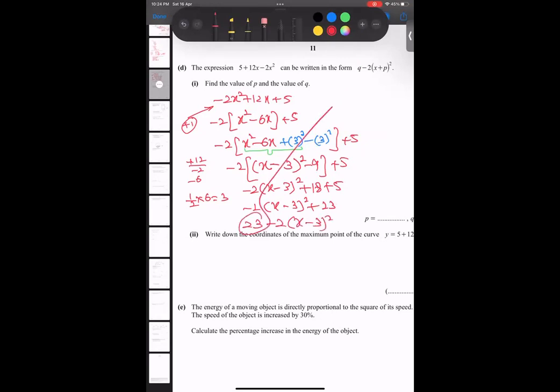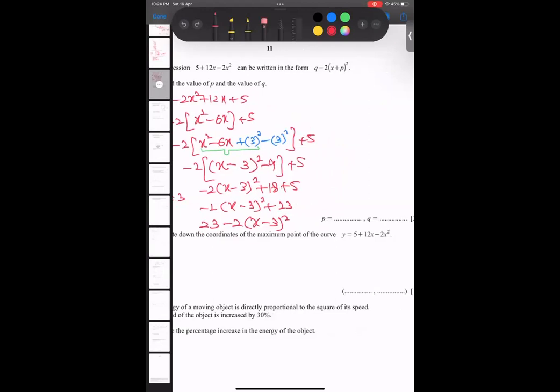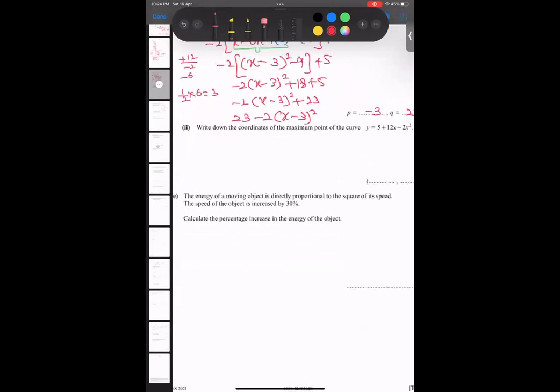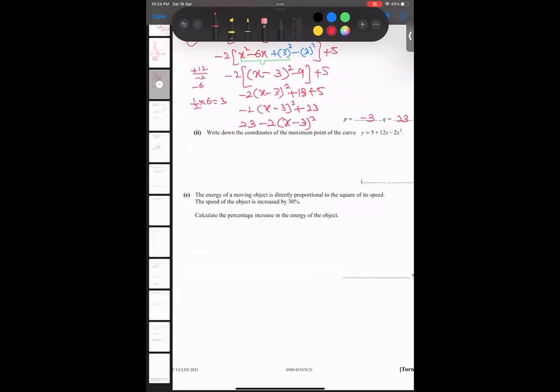If you compare, this is actually the q value, and this negative 3 is actually the p value in the bracket. So I can say here p is 23 and q, sorry, opposite. Q value is 23 and p value is negative 3. So this is over. Let's talk about the maximum point.